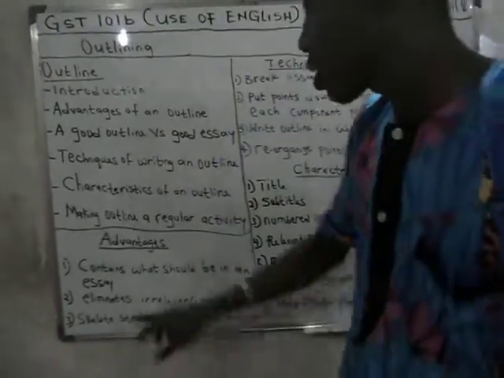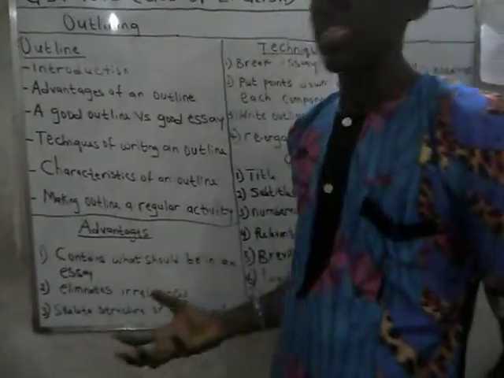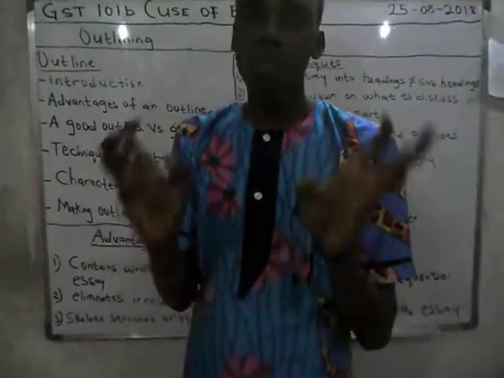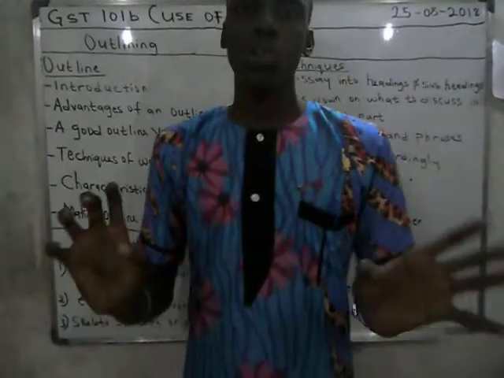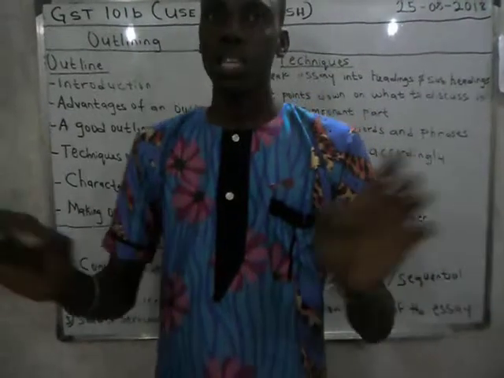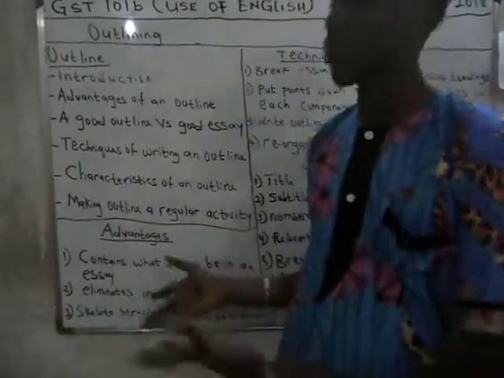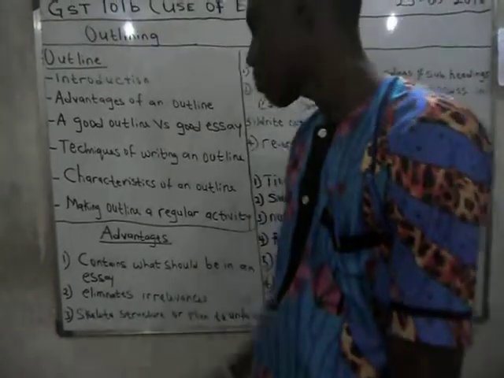Another one is that it eliminates irrelevancies. With an outline, you are able to eliminate things that are not relevant to your essay, things that are not relevant to your discourse writing. And how do you do such? If you don't have an outline of what you are to write, how can you know that such a point or such points are irrelevant?